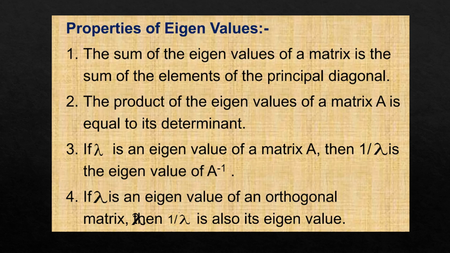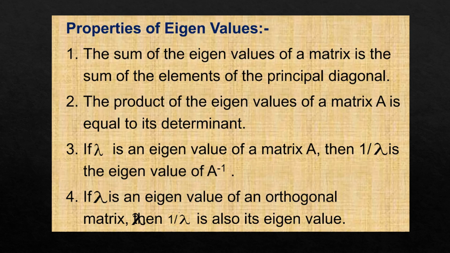The product of the eigenvalues of matrix A is equal to the determinant. Definitely, we are calculating from the determinant. And if lambda is an eigenvalue of matrix A, then 1 over lambda is an eigenvalue of A inverse.